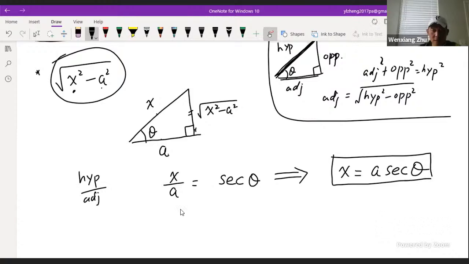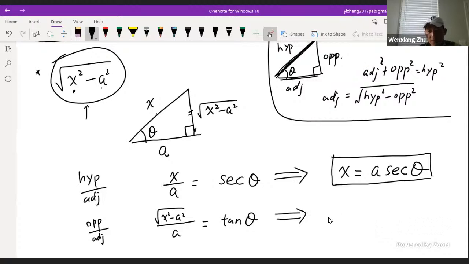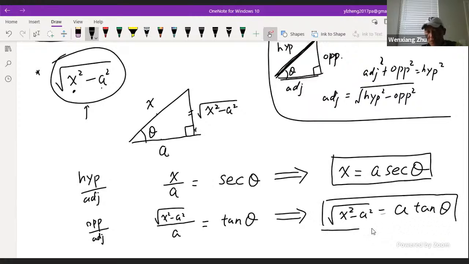Once you have taken care of x equal to A secant theta, then because you have to deal with this term, you have to express the square root of x squared minus A squared as some trig function. In this case, we would like to use the opposite over the adjacent. So the square root of x squared minus A squared over A gives me tangent theta. That tells me if I multiply both sides by A, I have x squared minus A squared, take the square root, that gives me A times tangent of theta. And you see, if I do the substitution because of trigonometry, the square root symbol disappears. What you end up with is a trig function, A times tangent of theta. That's the whole idea about doing trig substitution.